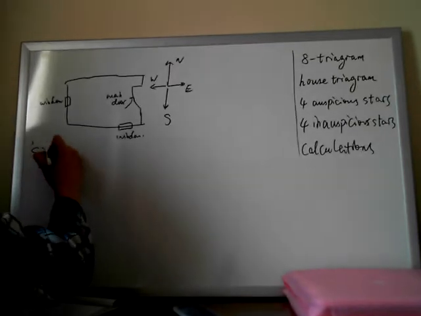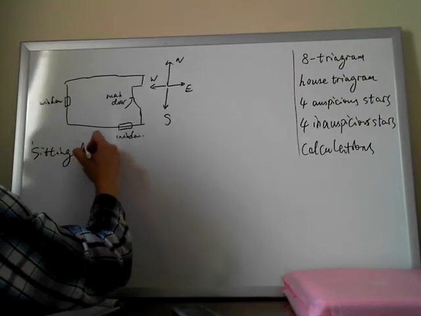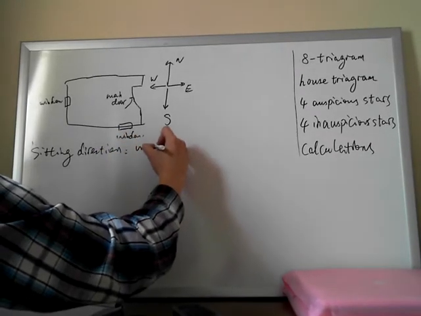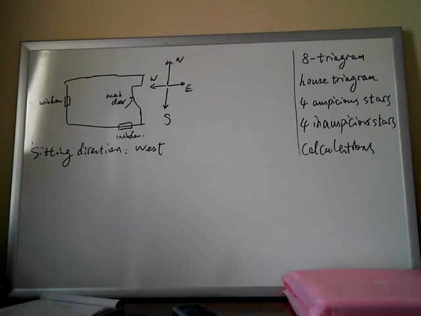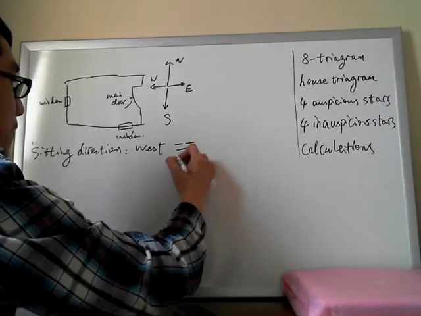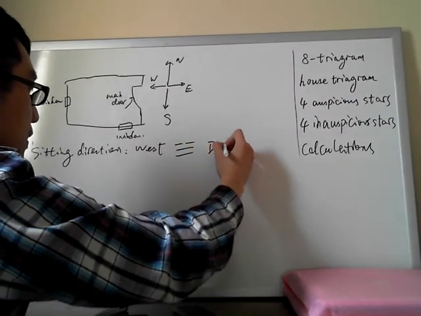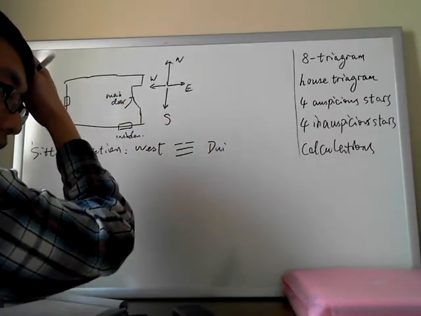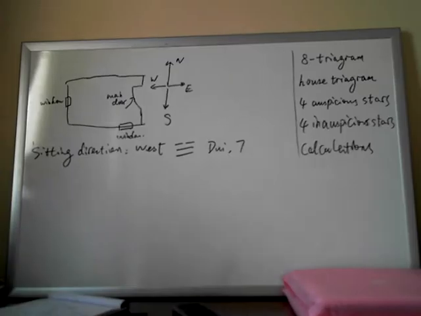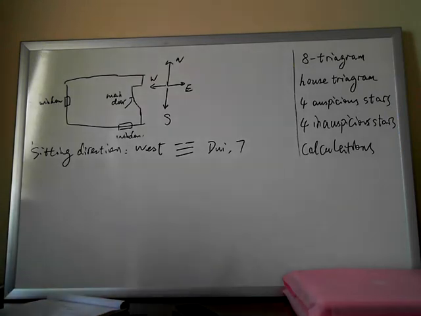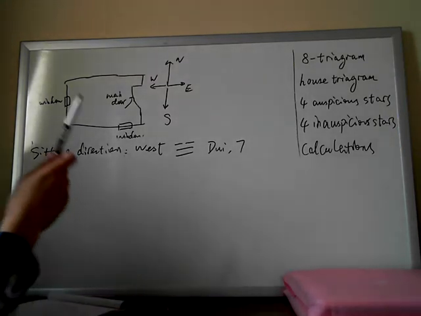The sitting direction is west. So which trigram is associated with west? That would be Dui. And the number associated with it was 7, right? Should that be 7? Yes. Okay, so that's how you determine the house trigram.